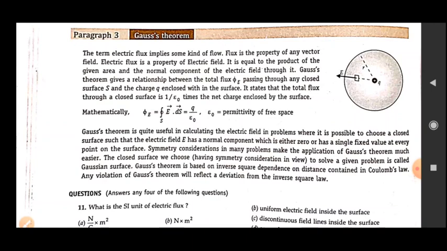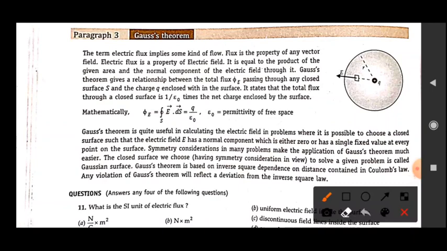So Gauss theorem is based on the inverse square dependence on distance contained in Coulomb's law. Any violation of Gauss theorem will reflect a deviation from the inverse square law. So these are very important lines given for the Gauss theorem. You can see the basics from here also, this is a very important line. If any deviation occurs in Gauss theorem, then it simply shows a deviation in the inverse square law. Also, we can apply Gauss theorem whenever we can choose a closed surface with symmetry consideration, and through that symmetry consideration we can easily apply Gauss law anywhere.